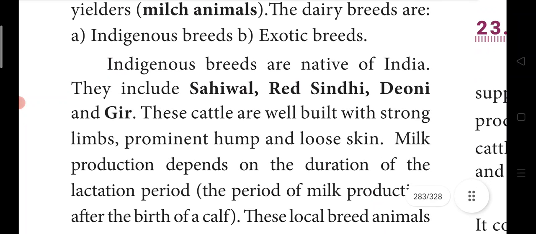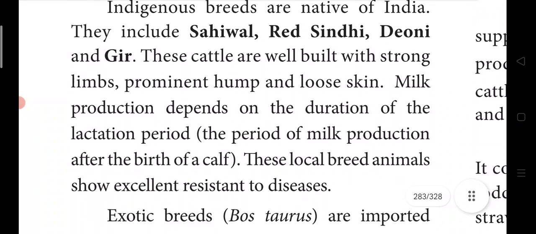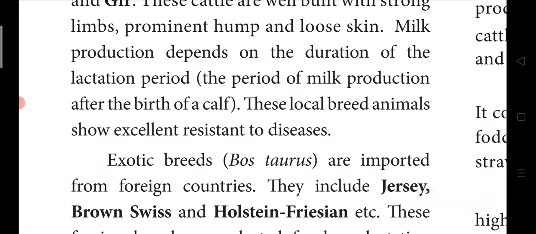Indigenous breeds are native to India. They include Sahiwal, Red Sindhi, Deoni and Gir. These cattle are well built with strong limbs, a prominent hump and loose skin. Milk production depends on the duration of the lactation period. They have strong limbs, which means their thighs and body will be very strong. The prominent hump is where they store their food, and it is very hard. They also have very loose skin. Their lactation period is the period after giving birth to the young calf. These local breed animals are also very resistant to diseases, so they will have a long life span.